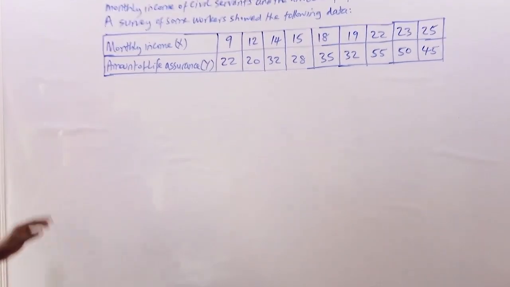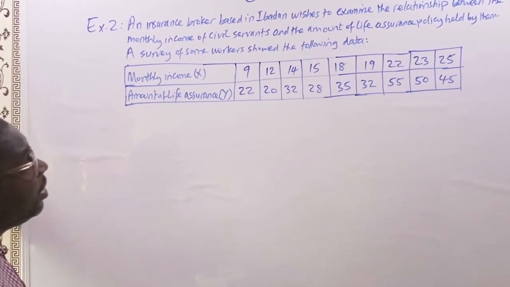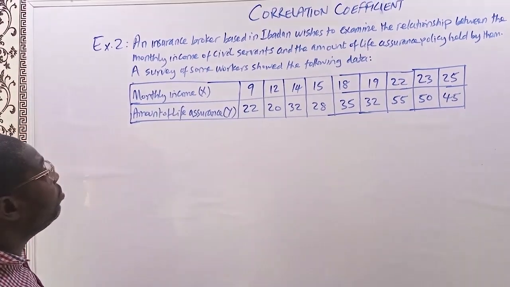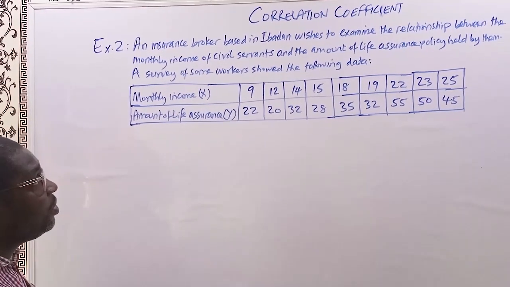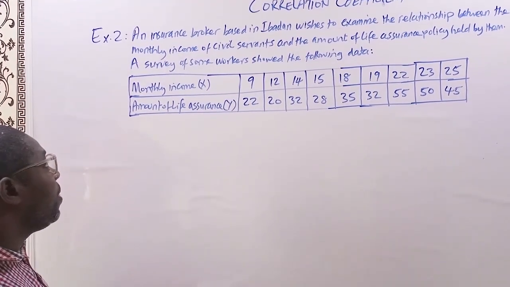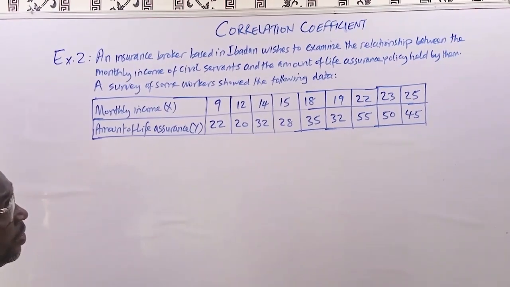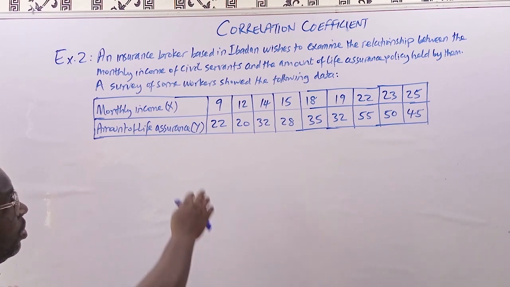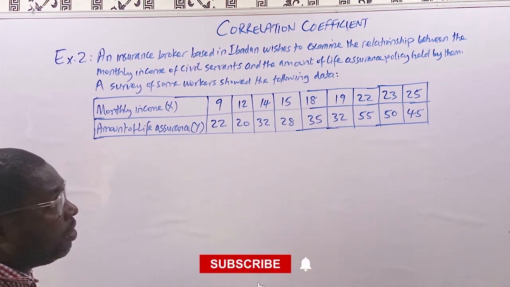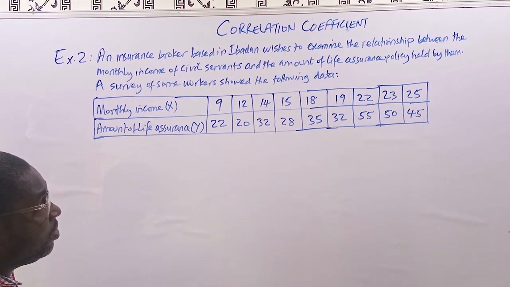Here the question is: an insurance broker based in Ibadan wishes to examine the relationship between monthly income of civil servants and the amount of life insurance policy held by them. A survey of some workers showed the following data. These values, though they are in thousands or whatever values they are, we are just representing for hypothetical reasons.